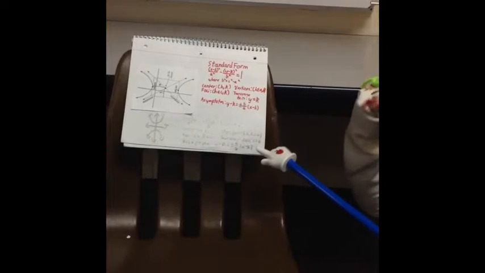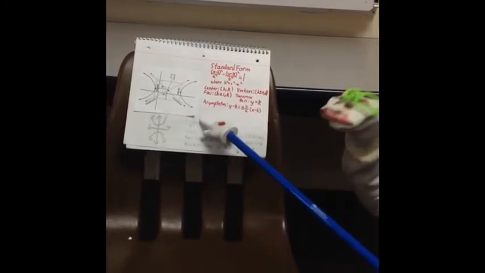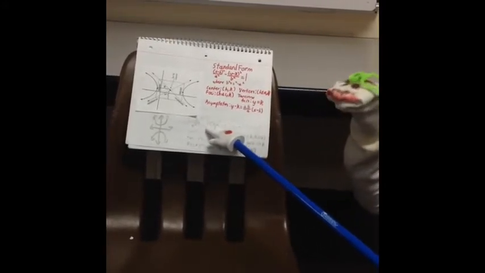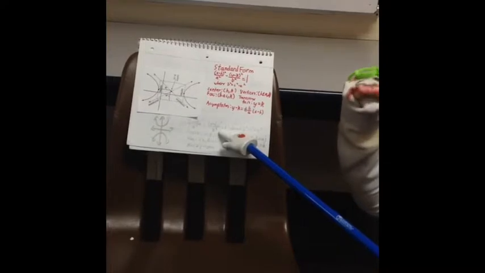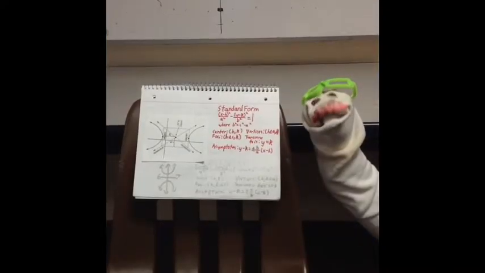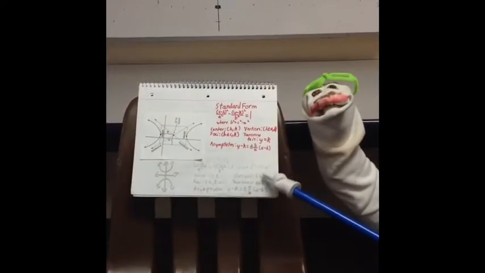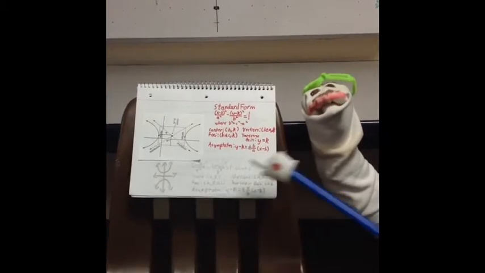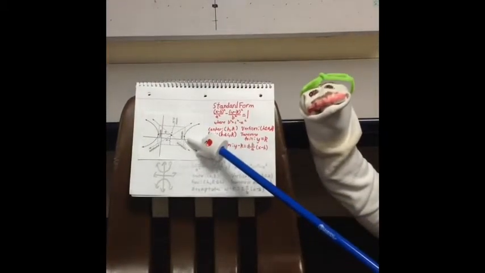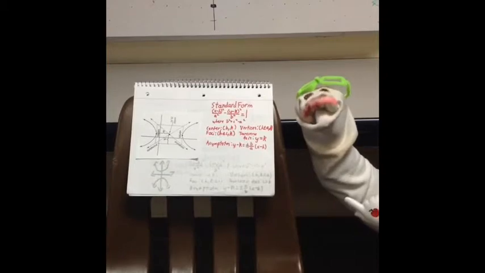The standard form for this graph is (y minus k) squared over a squared minus (x minus h) squared over b squared equals 1. In both these cases, b squared equals c squared minus a squared, where a is the distance from the center to a vertex, and c is the distance from the center to a focus.